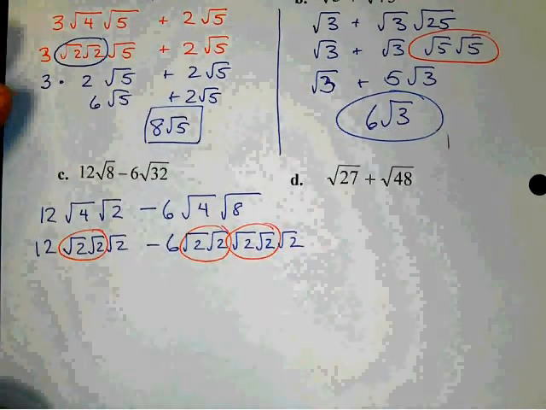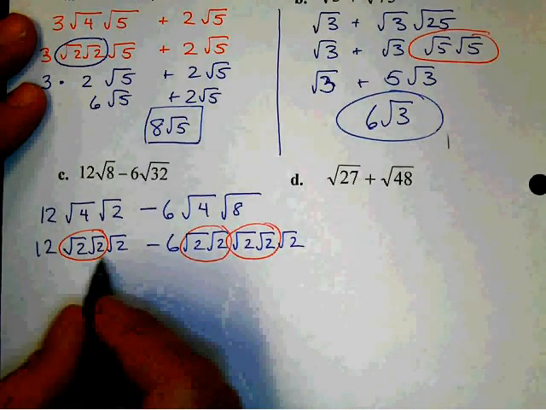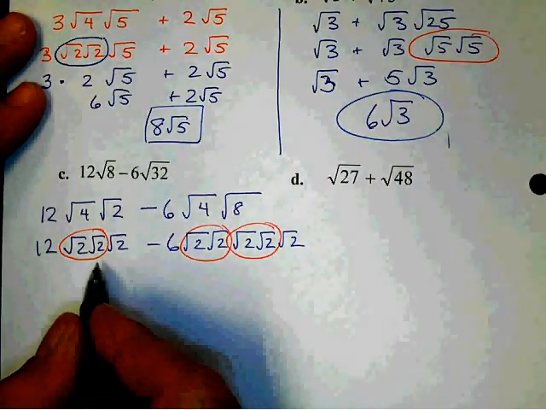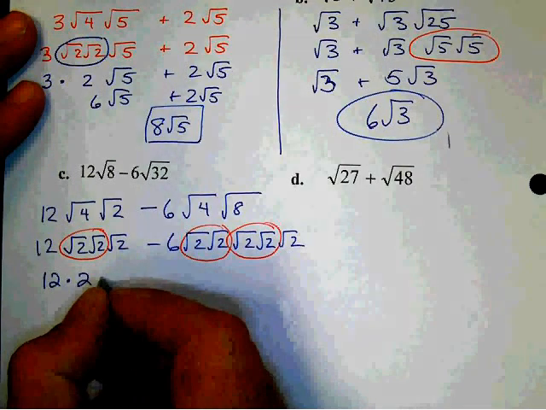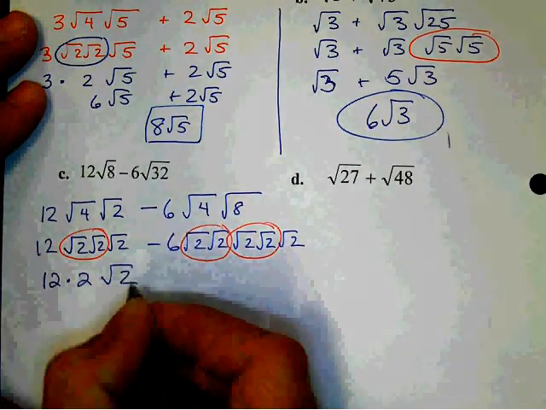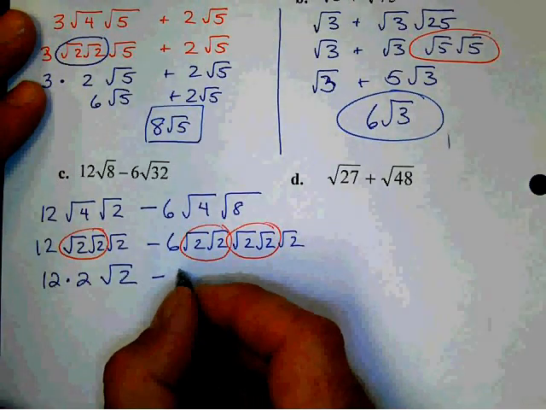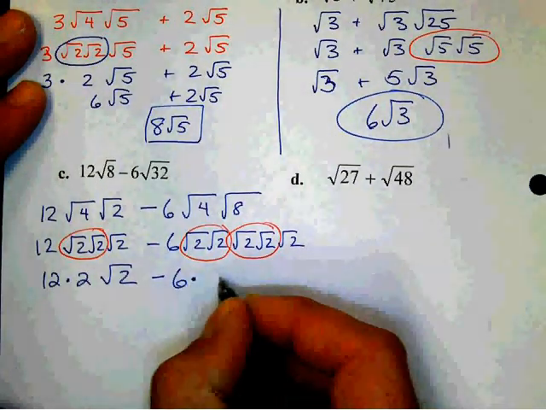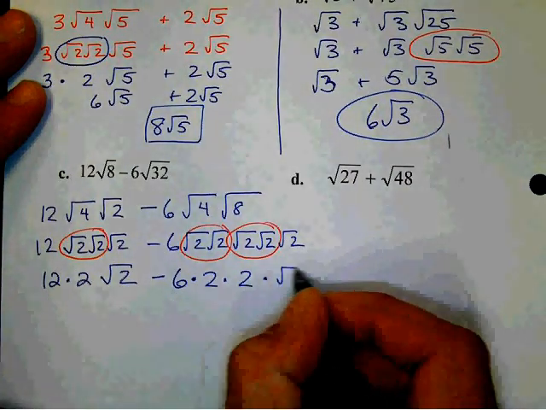Moving over, Mr. Donsel. What's the first part become? 12 times 2 and square root of 2. Good. Going back, keep going. Minus 6 times 2. Good. Times 2. Good. The square root of 2. Good. Hannah and John, take it from there.